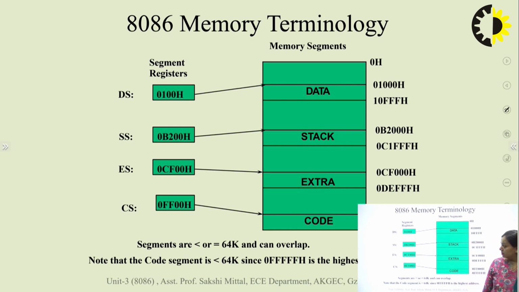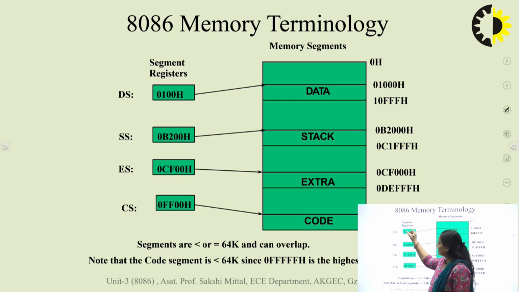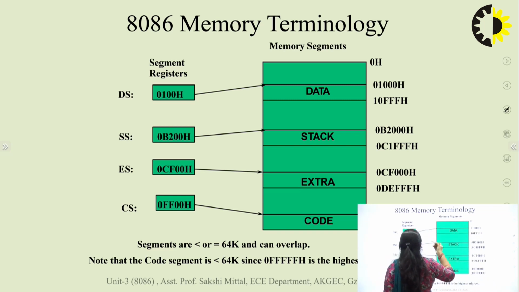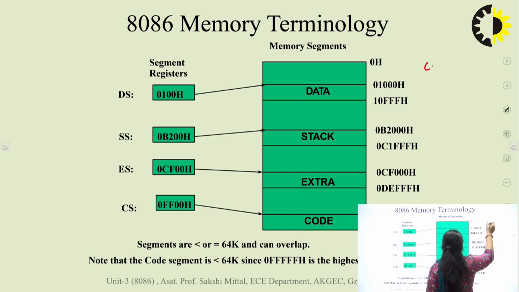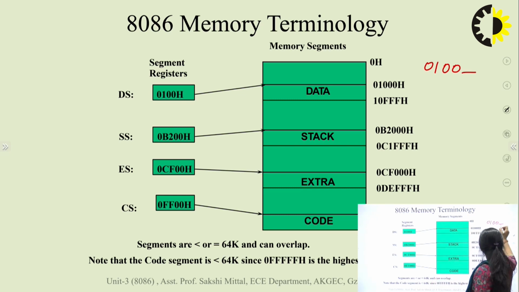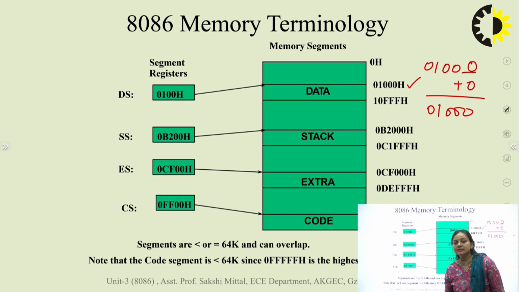Now the terminology. For the segment registers, we have assumed some values here. If 0100 is the 16-bit content in the segment register DS, it indicates that 0100 is the base address for my data segment. If I shift it by 4 bits, I get a vacant position, so 0 will be padded to this position. If you have an offset of 0, you add 0 and you get the address 01000H. So the segment registers define the base address for that particular segment.